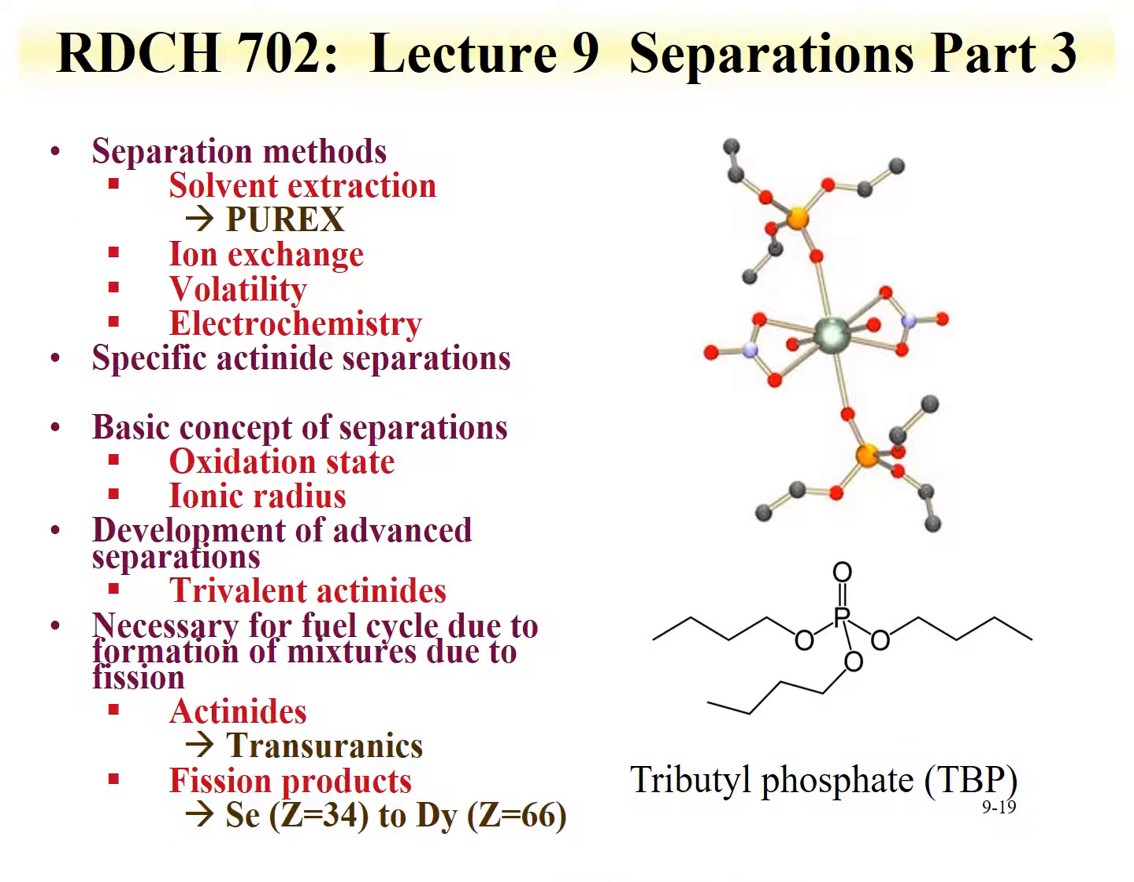This concludes part 3 of lecture 9, where we discussed molten salt and ionic liquid separation systems. The final part 4 of lecture 9 will discuss some actinide specific separations.